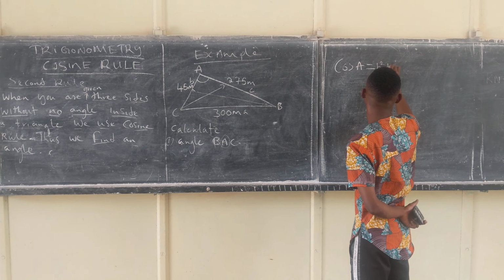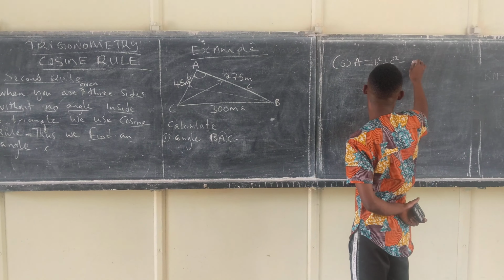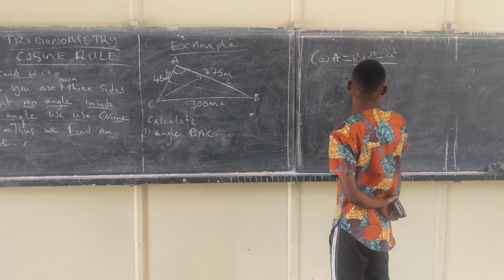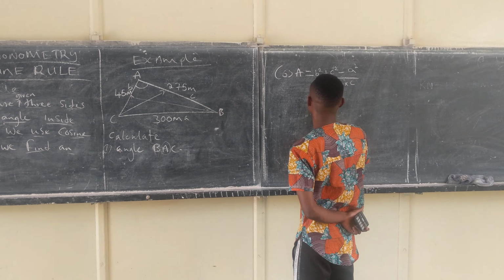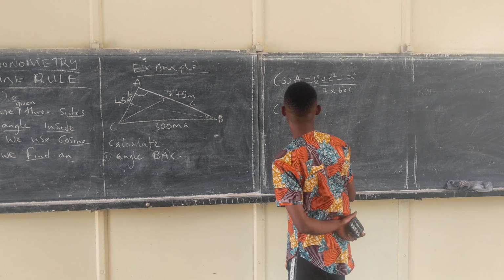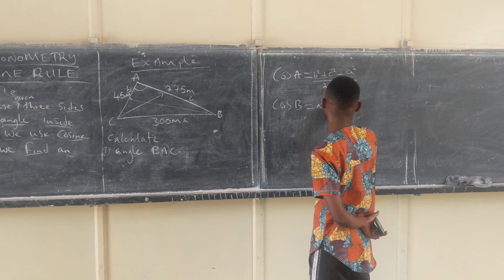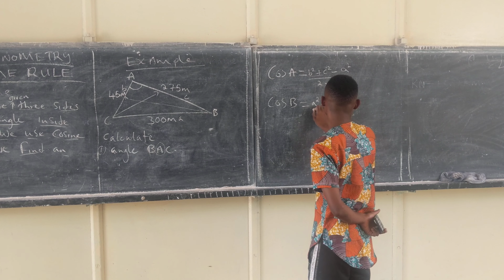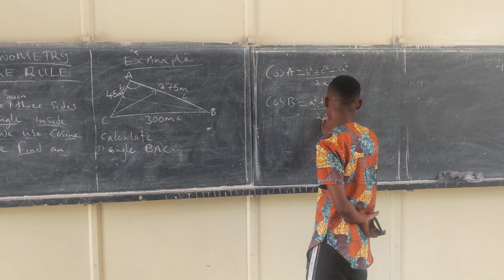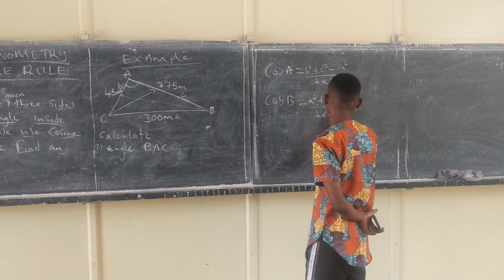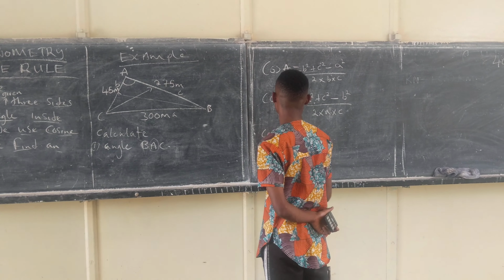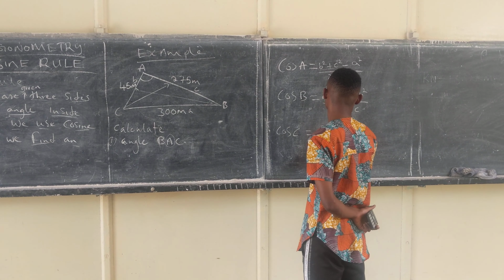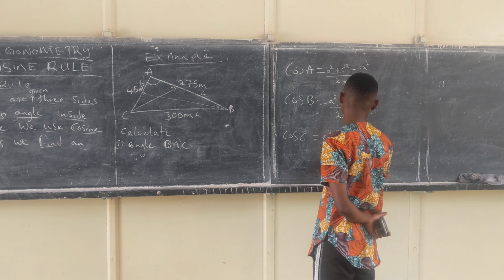So the formula for solving A will be B squared plus C squared minus the A that you are solving squared, over 2 times the two that you are putting here, B times C. If you are solving for B, the formula will be A squared plus C squared minus B squared, over 2 times A times C. If you are solving for C, it will be A squared plus B squared minus C squared.